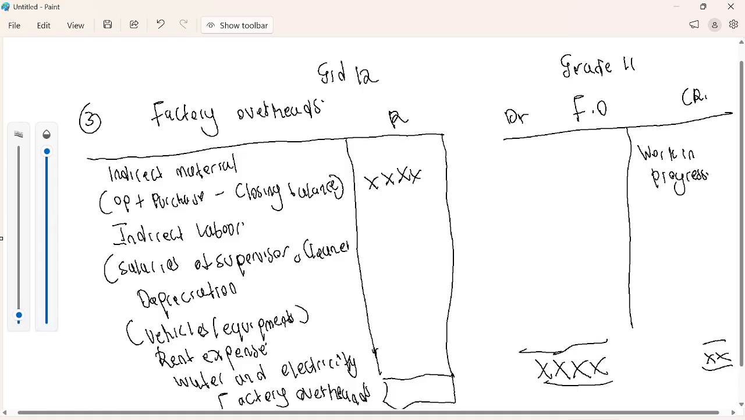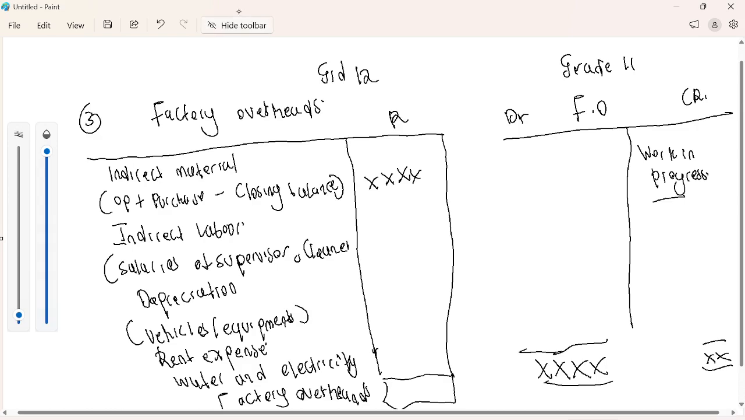Remember that direct material is going to go to the work in progress. The factory overhead is going to go to the work in progress. And your direct labor cost will also go to the work in progress, right?